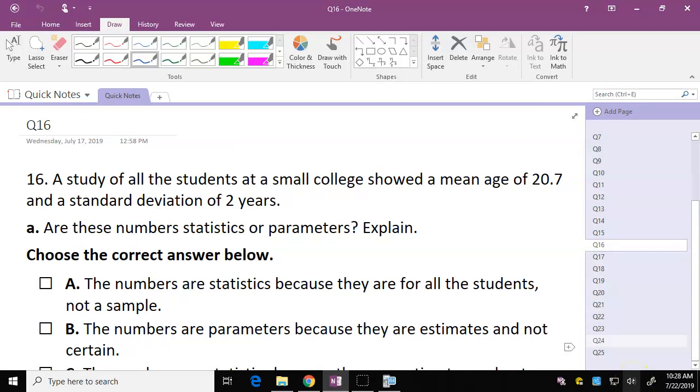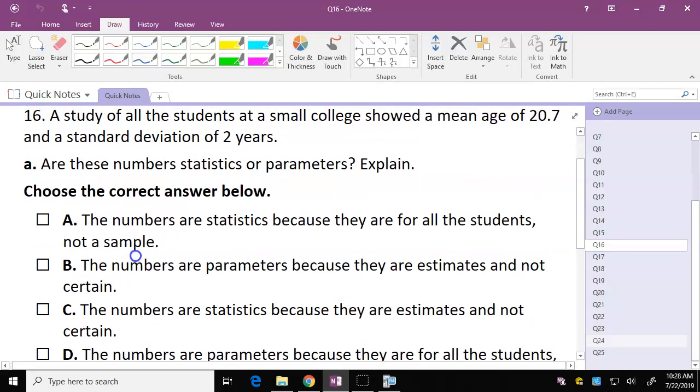16 is coming straight from 9.1. And again, it's asking us about parameters versus statistics. A lot of those kind of questions coming at you. So it says a study of all the students at a small college showed a mean age of 20.7 and a standard deviation of 2 years. Are these numbers statistics or parameters?